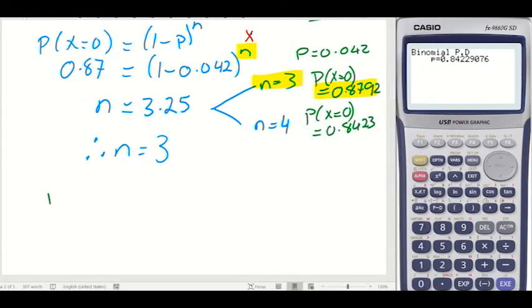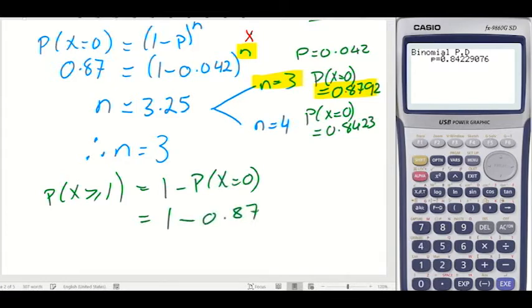So we want to know what's the probability that at least 1 plate is returned, and that's 1 minus the probability of no plates. So I want to do 1 minus that 0.8792, and that gives me 0.1208. So they've got a 12% chance. That's their return rate, is a 12% return rate.